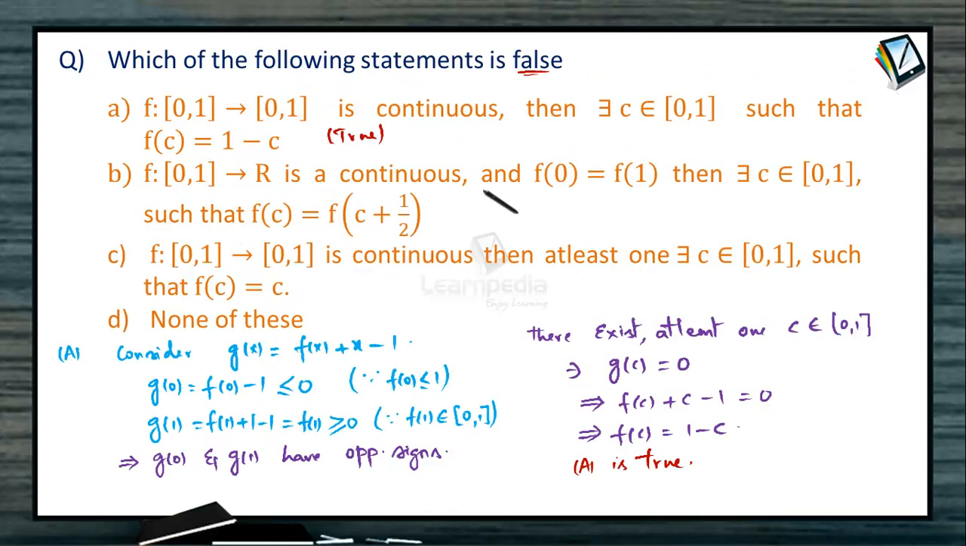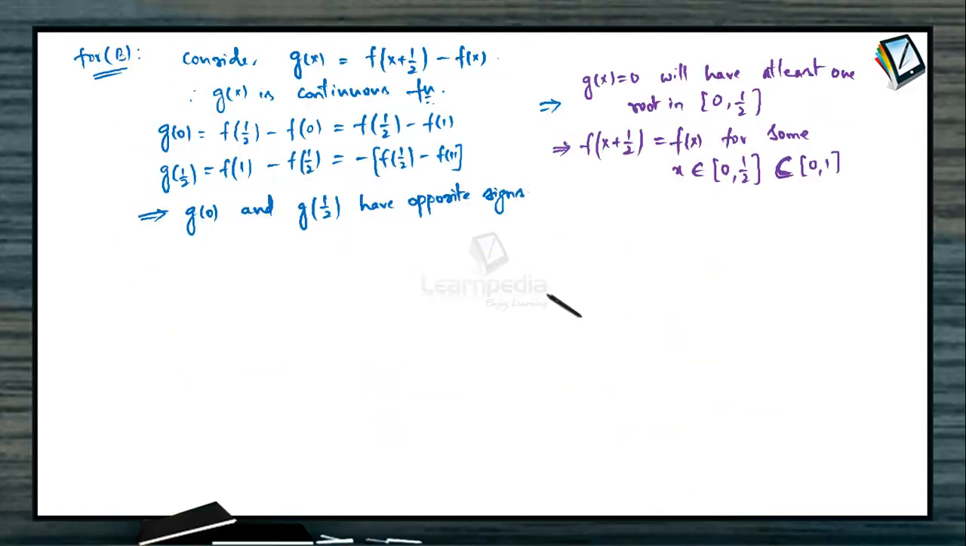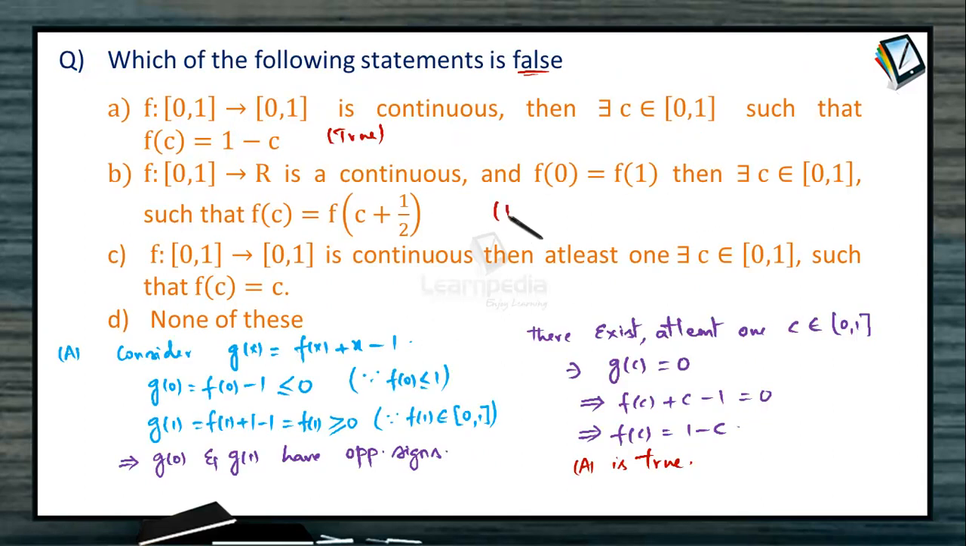F from 0 to 1 is continuous, then there exists a C belongs to 0 to 1 such that f of C will be equal to f of C plus half. Therefore, what did we observe here? The statement B given is also true, right? So this statement's truth value is also true. That means this is not the required choice as we wanted false. So let us see what is waiting for us at C.